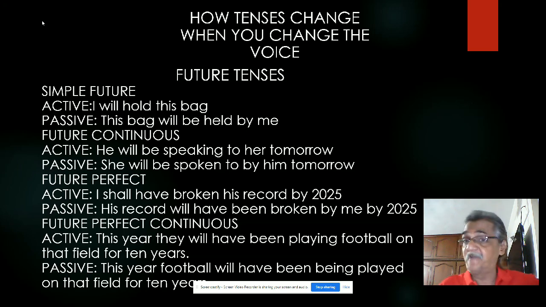The future perfect continuous, this year they will have been playing football on that field for 10 years. Now the weird one, the passive. This year, football will have been being played on that field for 10 years. Well, that's all we have now. Let's hope you have grasped whatever I was saying, and I hope it will help you when you're trying to solve the sentences or the transformation in your English language paper.